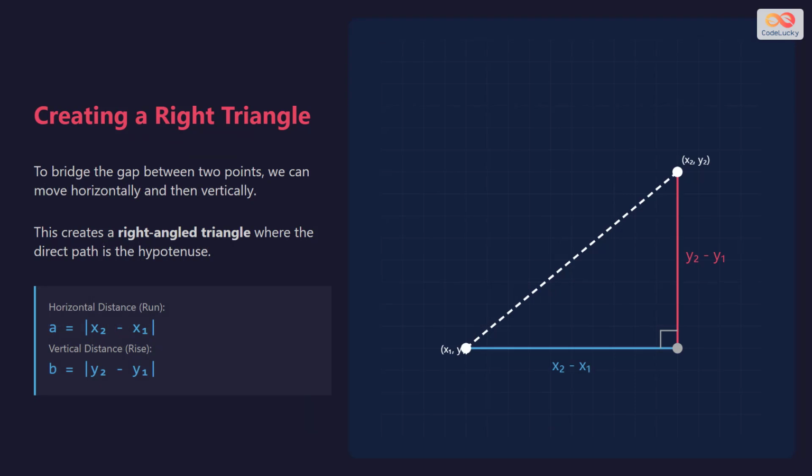To solve this, we can break the diagonal path into 2 simpler movements, a horizontal change and a vertical change. By doing this, we create a right-angled triangle. The horizontal distance is the difference in x values, and the vertical distance is the difference in y values.